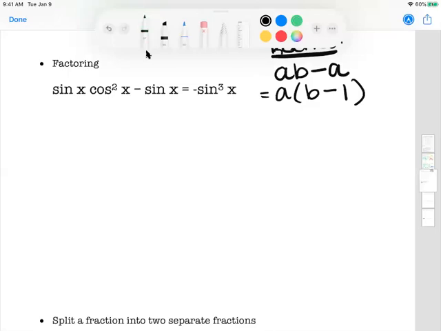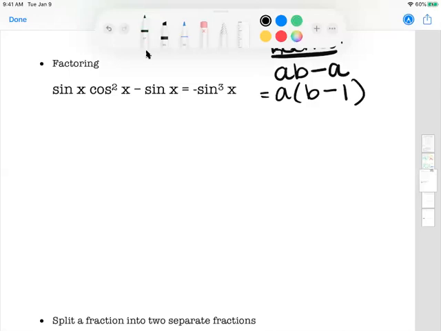But as of right now, looking at this problem, sine x times cos squared x minus sine x equals negative sine cubed x. Right now I don't look at this immediately and say, oh, I see a trig identity. I do see a squared in there, so I'm thinking maybe I can use one of my Pythagorean identities. But right now I can't. All right, so let's factor.